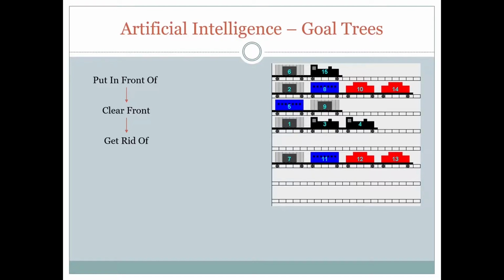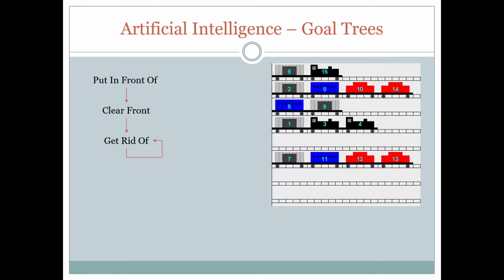Now, getting rid of a car actually calls itself recursively because we may need to get rid of multiple cars. For example, let's say we're trying to move car 11. We have to clear the front of car 11, which means we have to get rid of car 12, the car in front of it. However, car 12 can't be gotten rid of because there's a car in front of that. So we're going to need to get rid of car 13. So as you can see, there's a little recursion going on there.